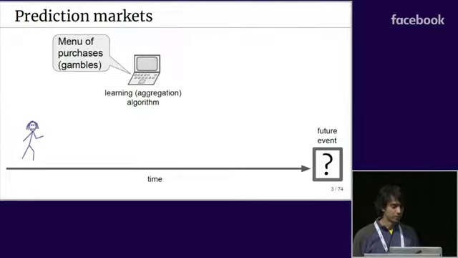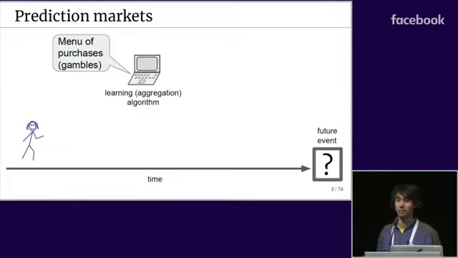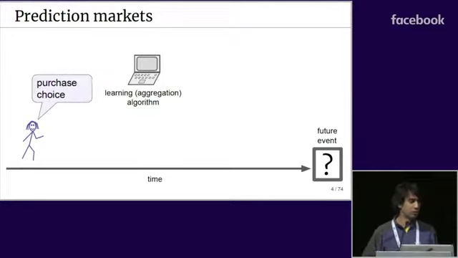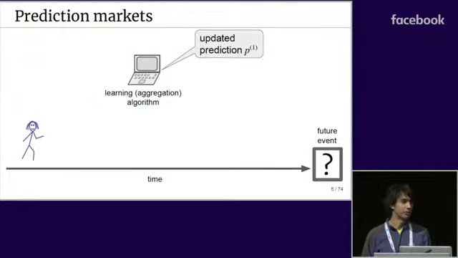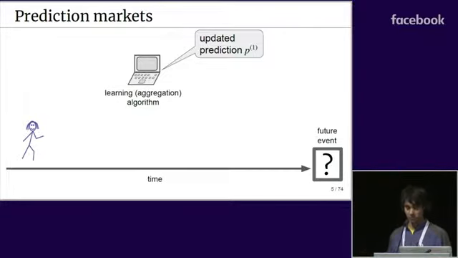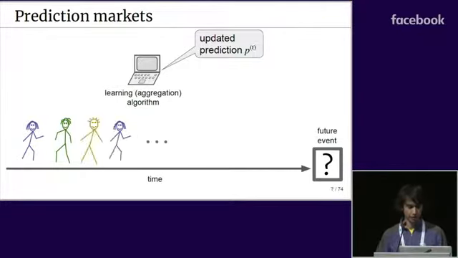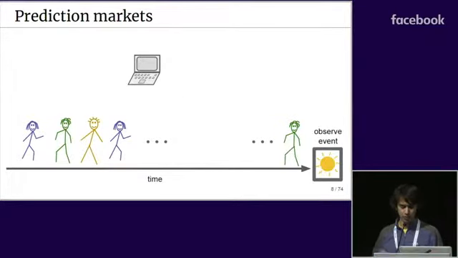When a participant arrives, the algorithm is going to offer it a menu of purchases that it can make, and these purchases essentially translate to gambling on the future event. The participant is going to choose one that it thinks is best, and the algorithm is going to learn from that information. It'll incorporate that choice into an updated prediction. We keep repeating as participants arrive, and there's a lot of theory about how you should do this and how that algorithm should work, but it's not crucial to this talk to get into the details.